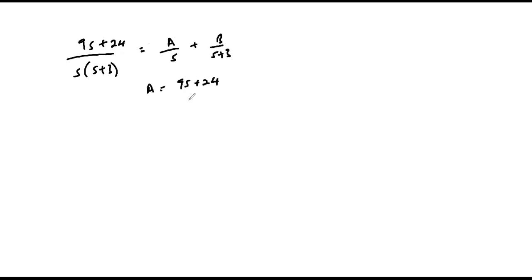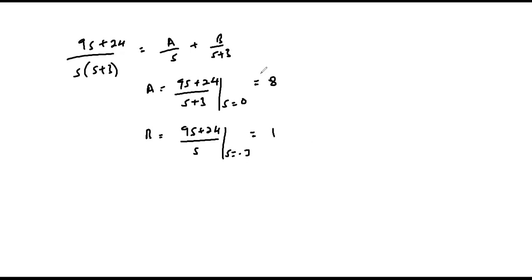So (9s + 24) over s(s + 3) can be written as A over s plus B over (s + 3), where A is (9s + 24) divided by (s + 3) when s = 0, which we get to be 8. Our B is (9s + 24) divided by s when s = -3, which will give us (-27 + 24), which is -3, divided by -3, which is 1.